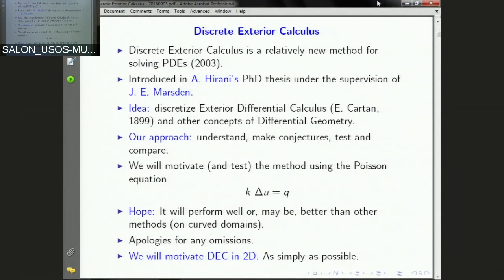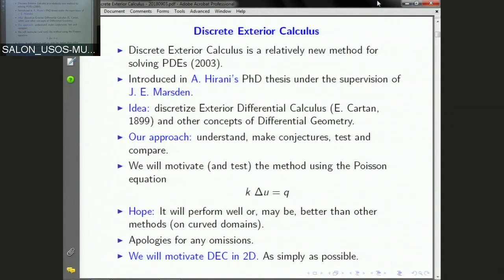I will tell you that our approach, as I said before, is to understand. Our first goal was to understand what discrete exterior calculus was about. Once we understood it, we started testing it and comparing it. And then we also made conjectures as to how to modify it and to address problems or equations on domains that, we believe, have not been dealt with. So I will motivate everything and test it, discretizing the Poisson equation, the isotropic Poisson equation.